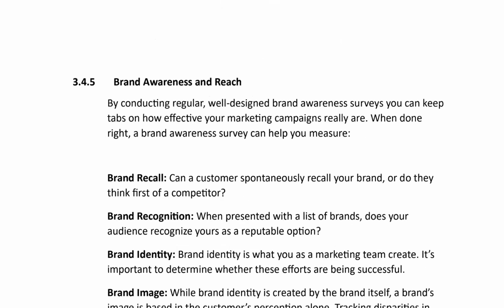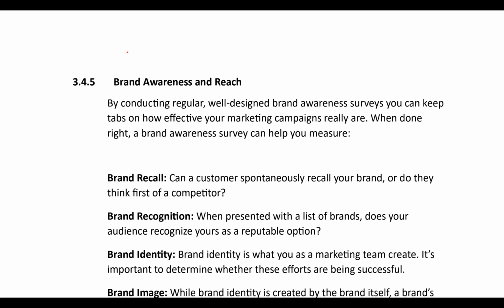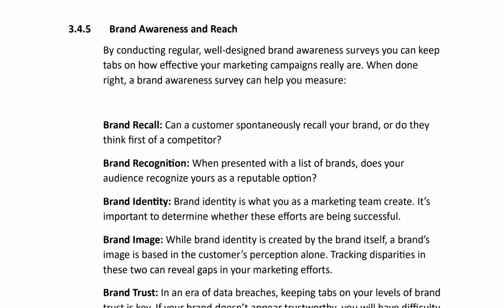Another form of market research is brand awareness and reach. It hinges around brand awareness and reach. When you do a regular, well-designed brand awareness survey, you can keep tabs on how effective your marketing campaigns really are. When done right, a brand awareness survey can help you measure the following things. Number one, brand recall.